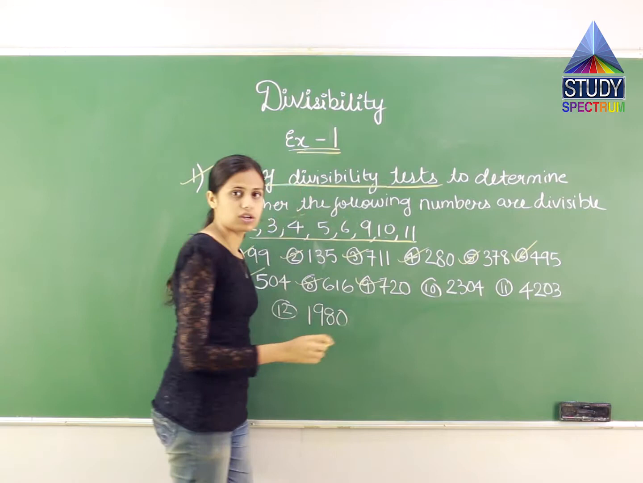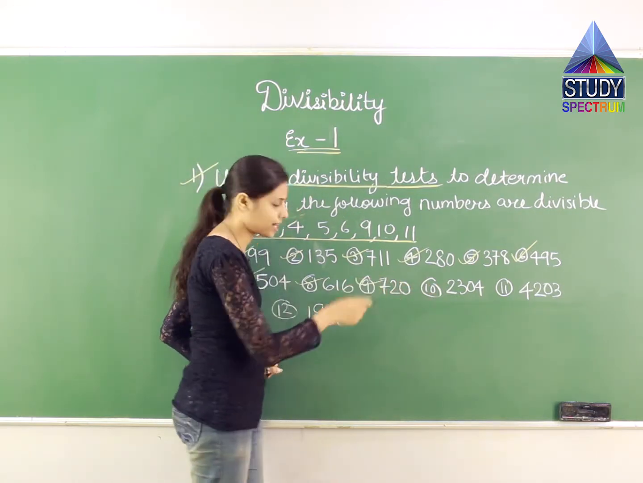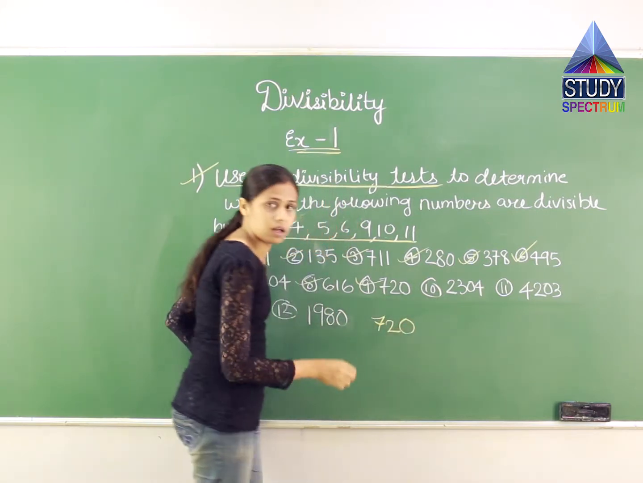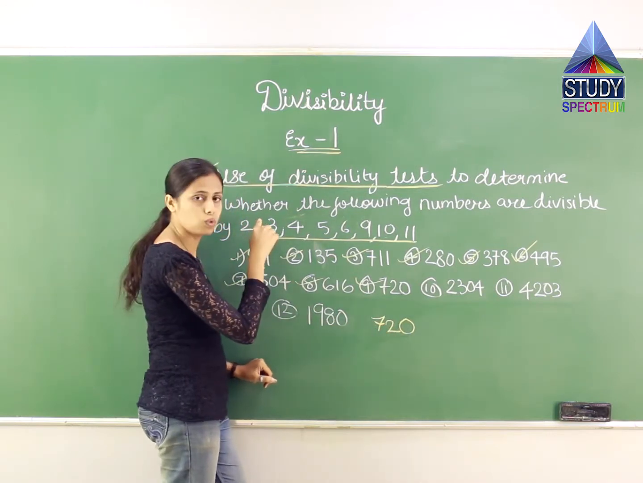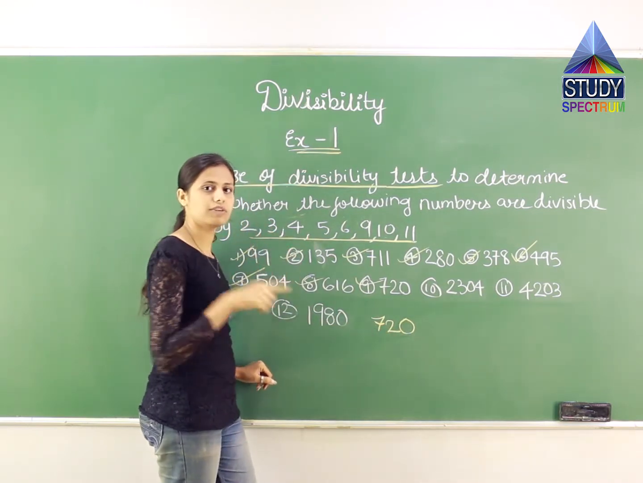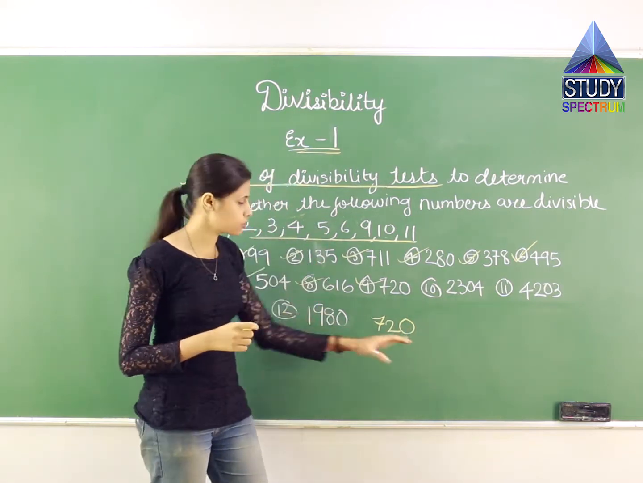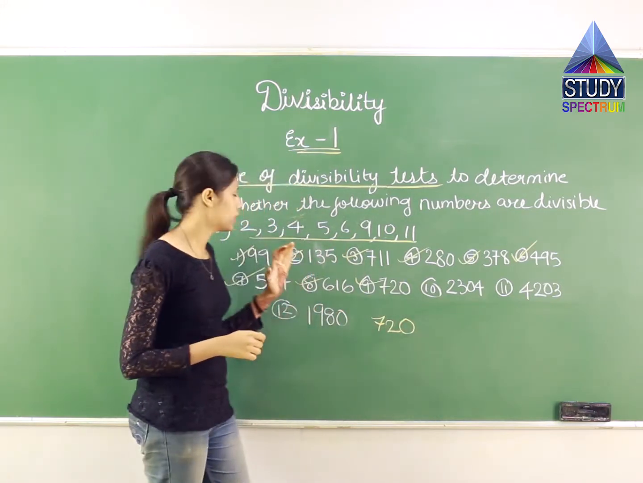Now the ninth question. Let us read the question. That is the number 720. I'll write the number 720. Now we will check first whether this number is divisible by 2 or not. So for test of divisibility by 2, what is the condition or what is the test? The test is you have to look at the last number. If the last number is an even number, it is divisible by 2.